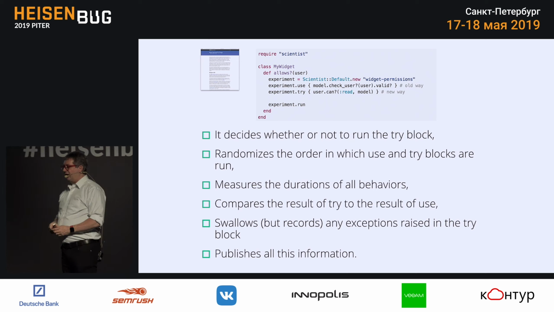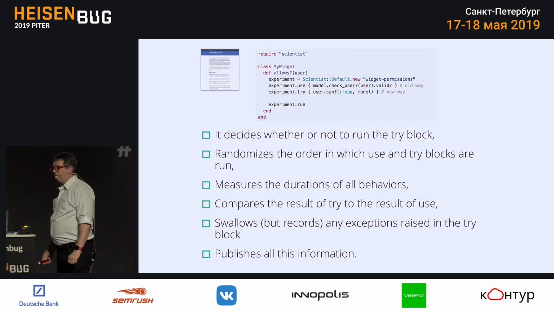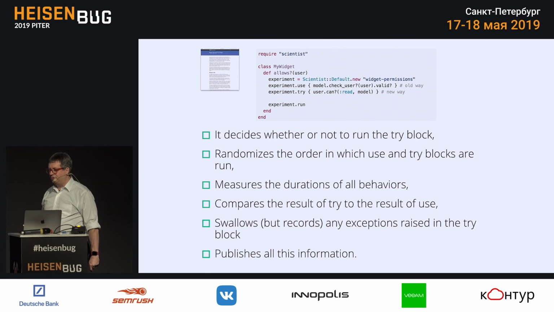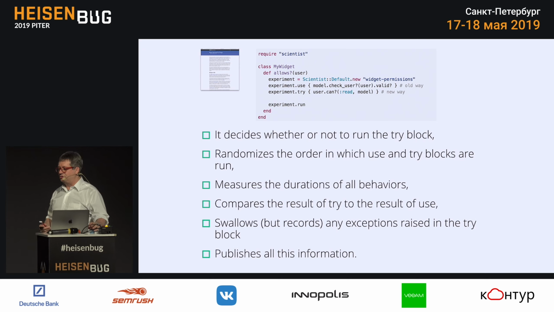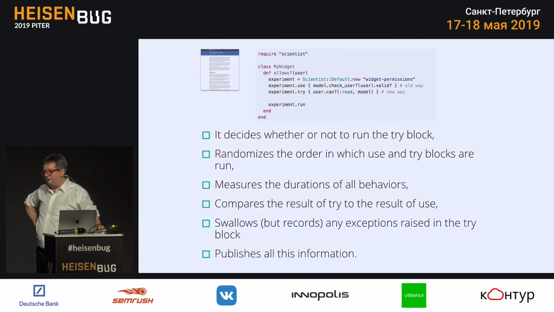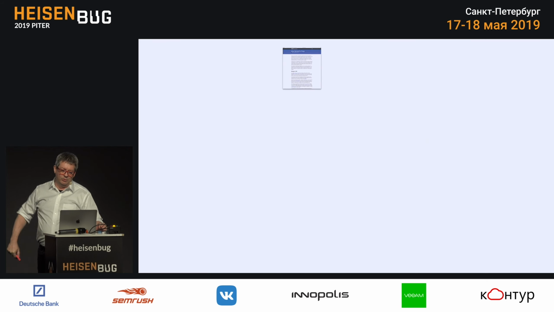When it runs try, it randomizes the order in which try and use are executed, so you don't get timing issues, measures the durations of everything, compares the result of try to the result of use, swallows and records any exceptions, and then publishes all this stuff to a dashboard.